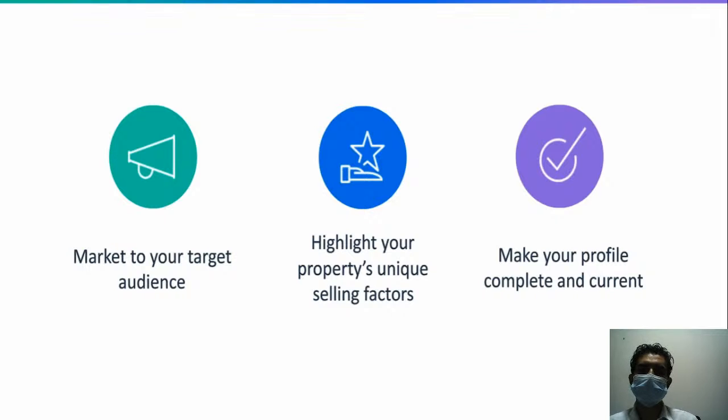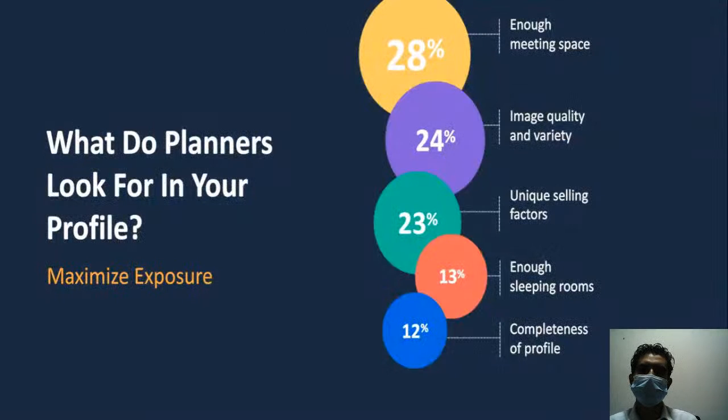In the past, Cvent has surveyed our planners to ask what they really looked for in the profiles. The number one item, that the venue had enough meeting space, is likely not very surprising to us, but I do want to draw your attention to the next two, which are image quality and variety, and unique selling factors. This goes to show that a complete and interesting profile can make all the difference to the planner.